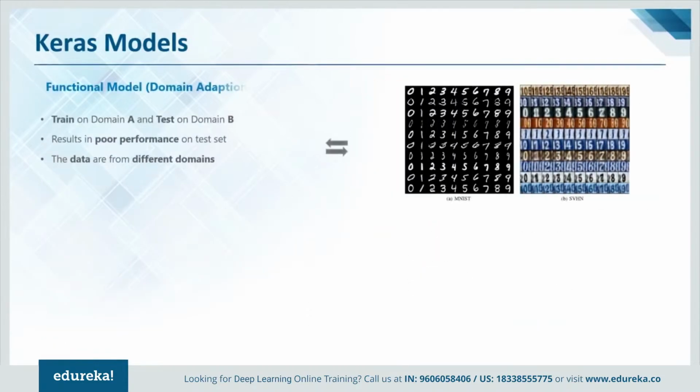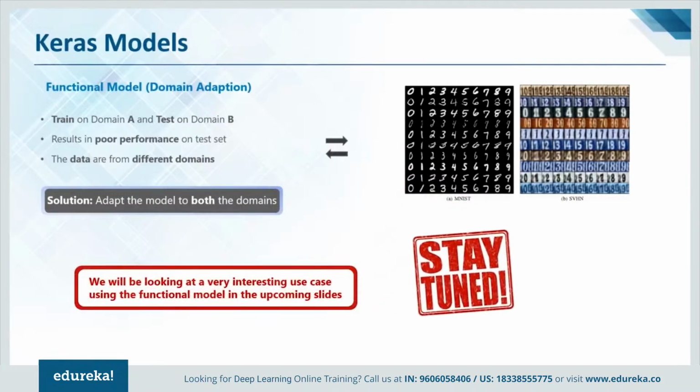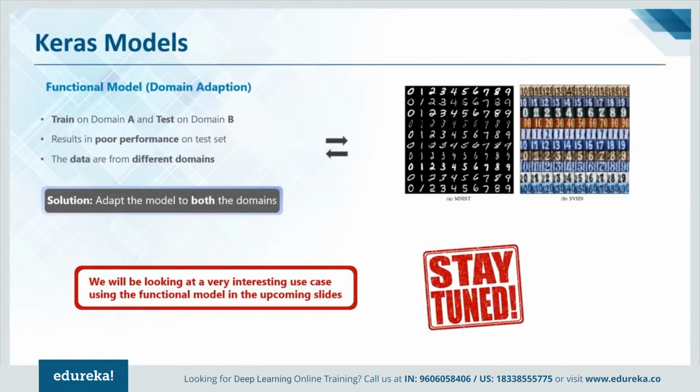With functional models, we have this concept called domain adaptation. So guys, what we did until this stage is that we train a model on one domain but test it on the other. This definitely results in poor performance on the overall test dataset because the data is different for each of the domains, right? So what's the solution for this? Well, we adapt the model to work on both the domains at the same time. And guys, we'll be looking at a very interesting use case using the functional models in the upcoming slides. So stay tuned for that.